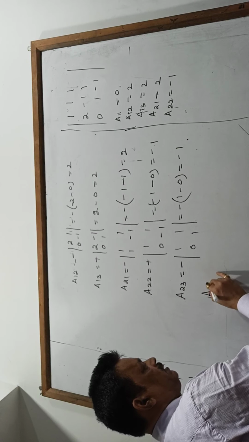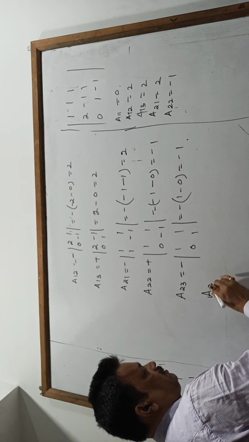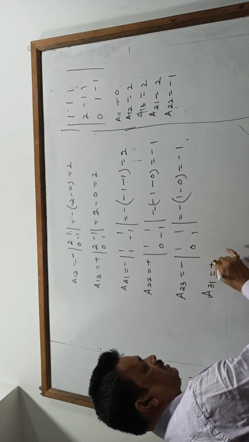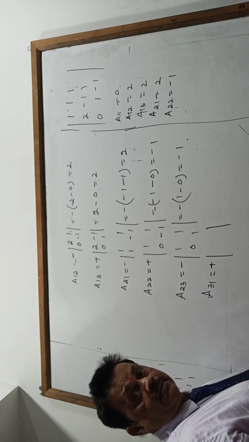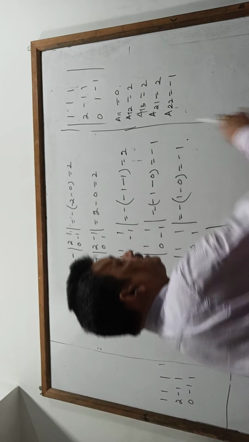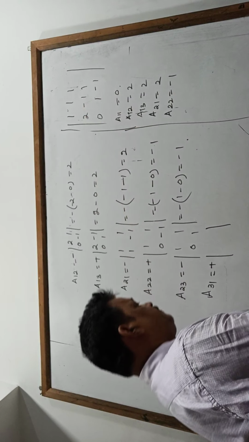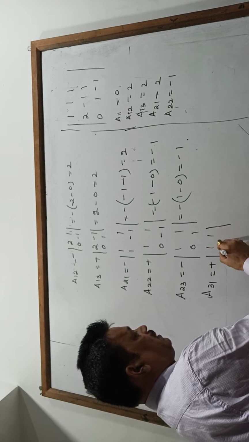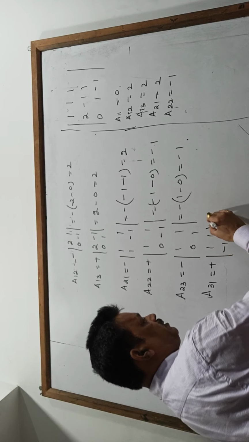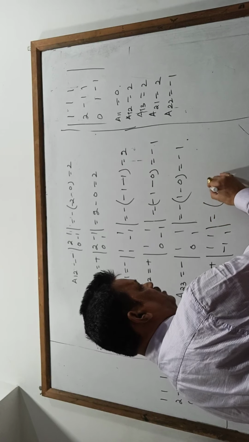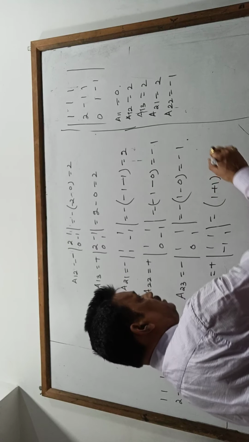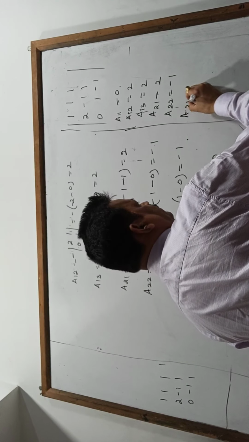A31, plus sign. Which place? A31 is this place. Forget these two. 1, 1, minus 1, 1. That gives you 1 plus 1, which is 2. So A31 is 2.